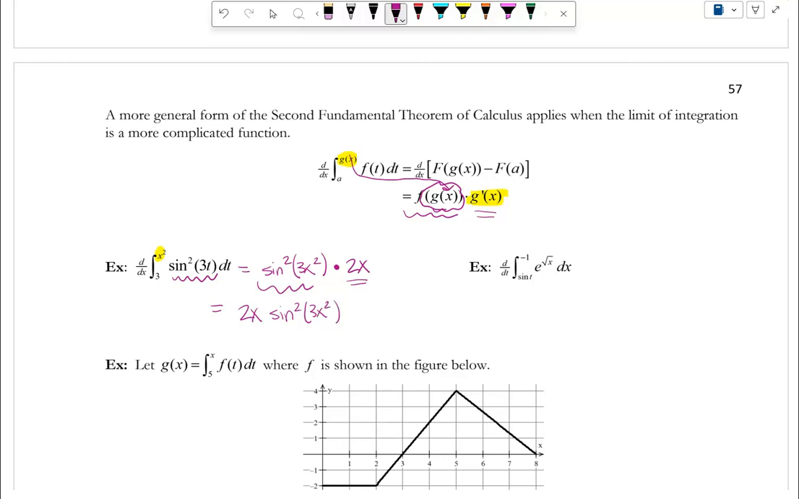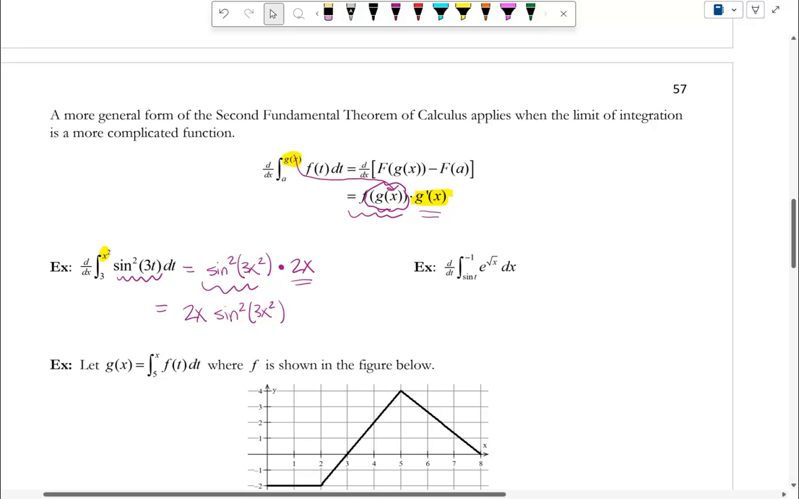Now in the second example, I have two things to worry about. One is that my limit of integration isn't just t, but it's sine of t. But also, I notice that it's the lower limit and not the upper limit. So when this happens, we've got to reverse the limits, because my second fundamental theorem only works when t or x or whatever our variable is the upper limit. But that's not hard. We can reverse our limits.